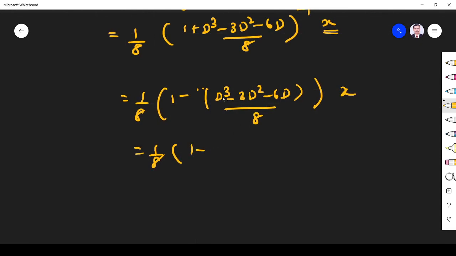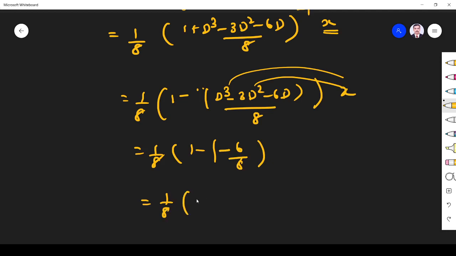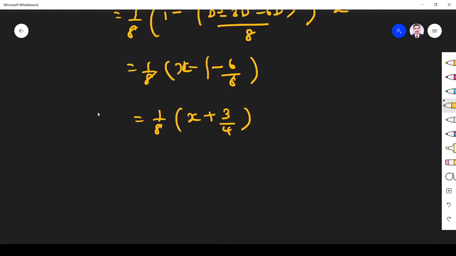Now, 1 by 8, 1 minus d cube minus 3d squared minus 6d by 8, acting on x. Differentiation of x three times is 0, and differentiation of x two times is also 0. Differentiation of x one time is 1, d of x is 1. So it is minus 6 by 8. So 1 by 8 times x plus 3 by 4. So this is our particular integral.